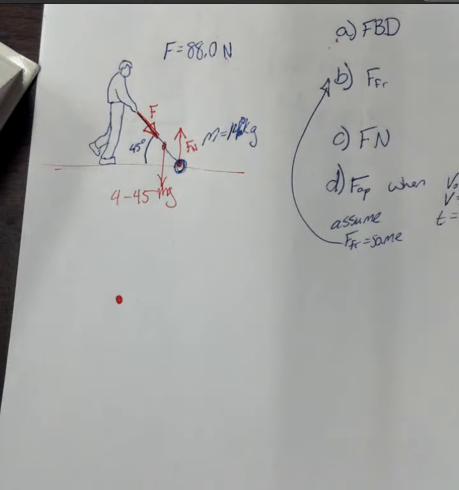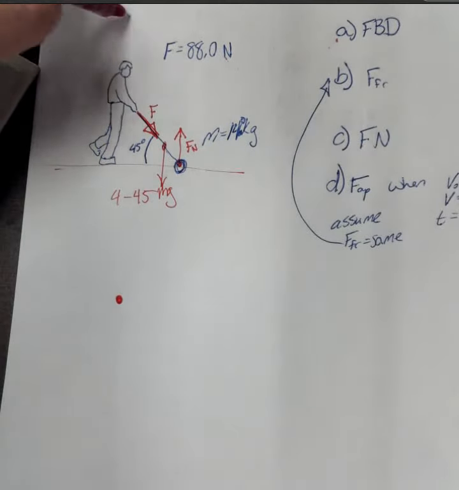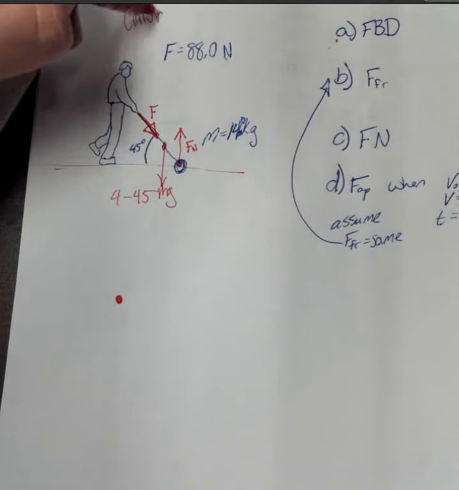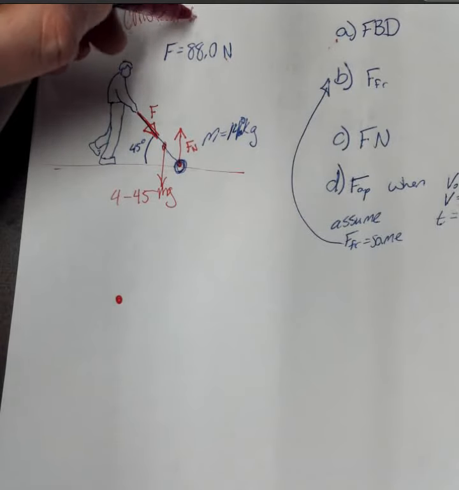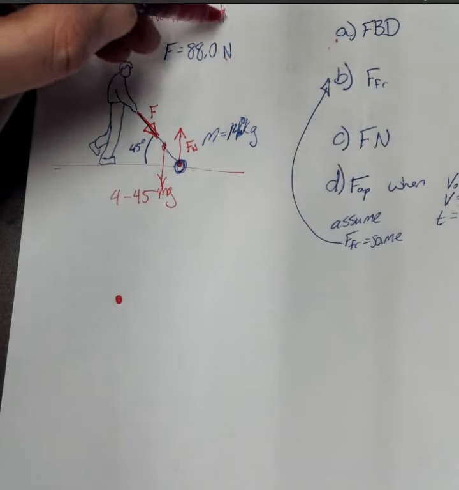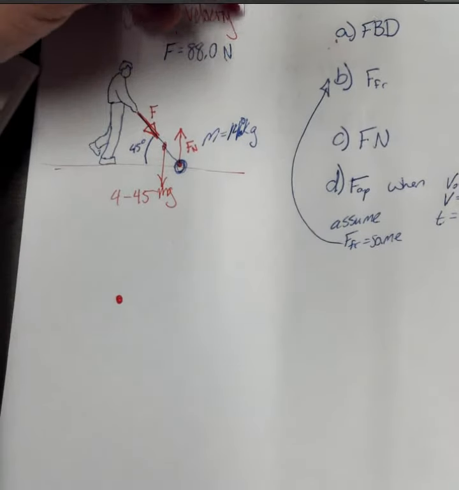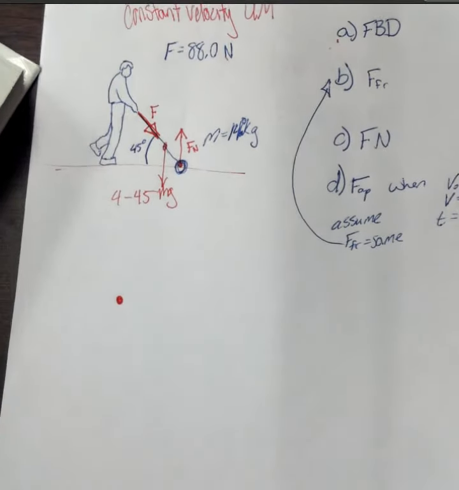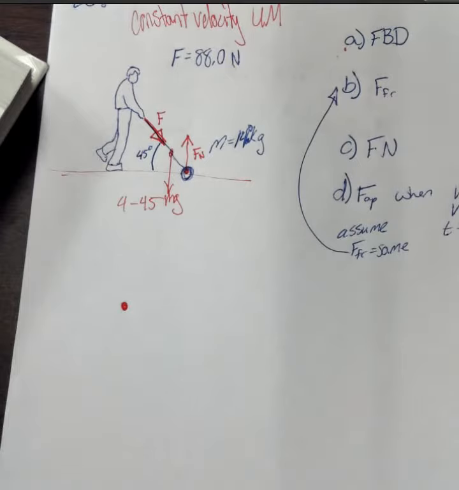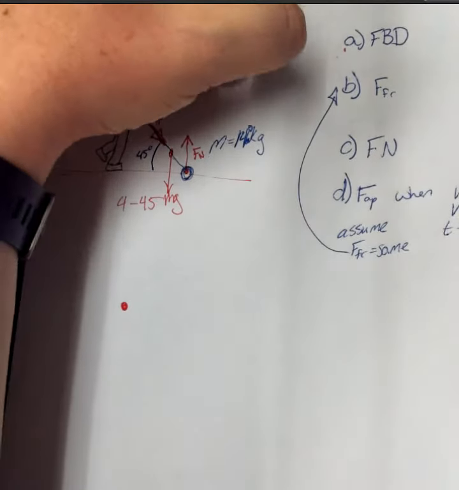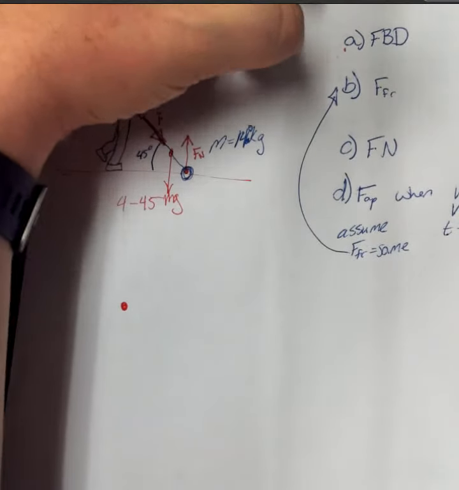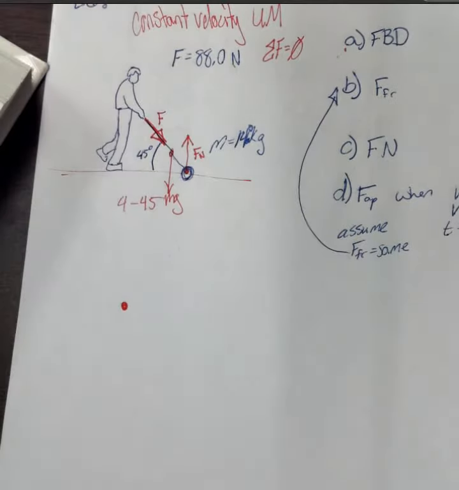Last but not least, I know that this lawnmower is experiencing constant velocity, which is another way of saying that this lawnmower is experiencing uniform motion. And I know that if the lawnmower is experiencing uniform motion, the sum of all forces acting on it must be 0. And if the sum of all forces acting on it must be 0, that means that in both the x and the y direction, all of my forces better add up to 0.